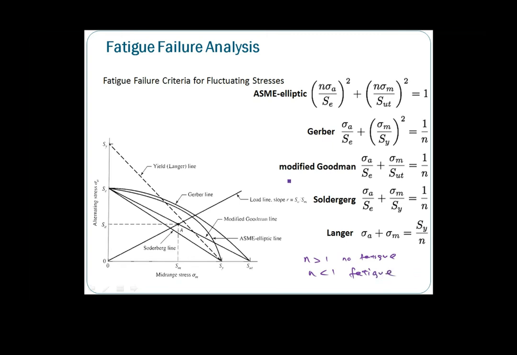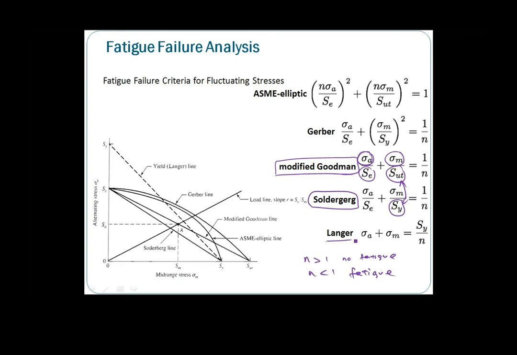The most common, I think, if you remember, is modified Goodman. So comparing your sigma A, the alternating stress, with your endurance limit, and your mid-range stress with your ultimate stress, the total of them is equal to 1 over N. Soderberg is also there, but it compares with your yield strength instead of ultimate strength.